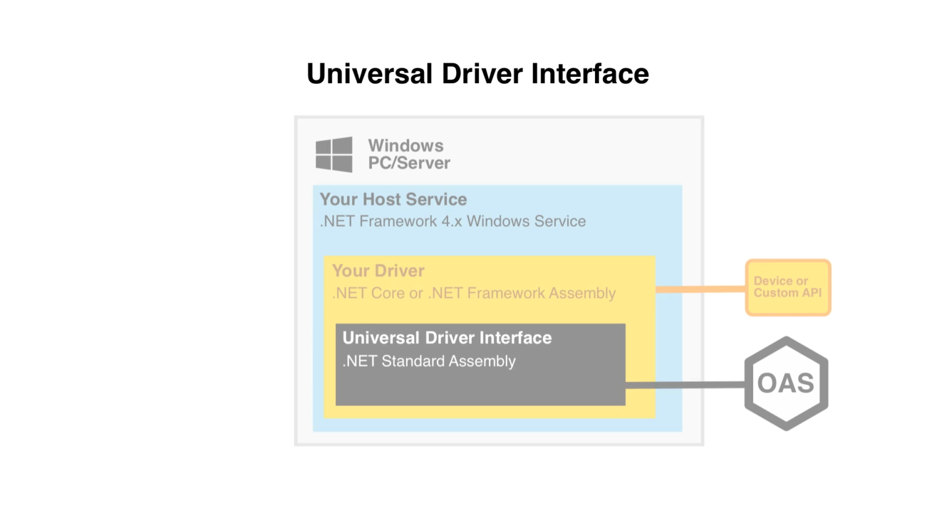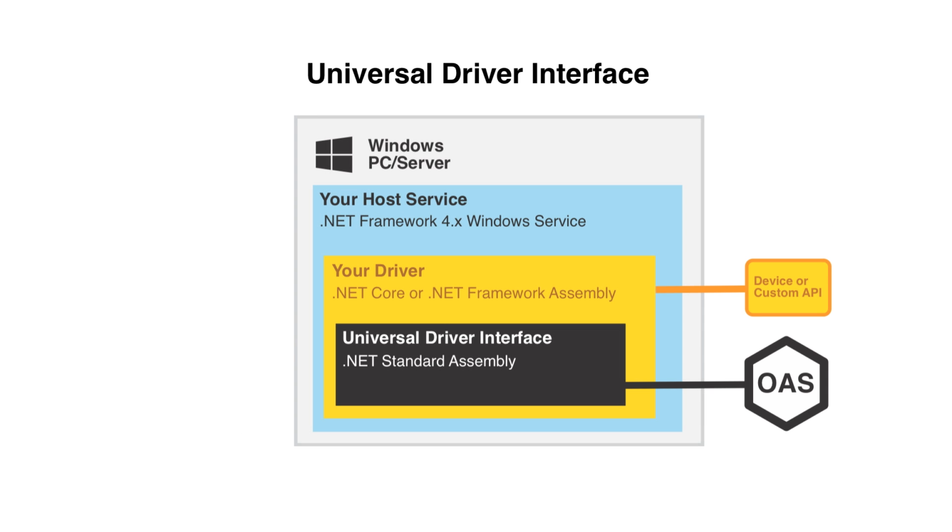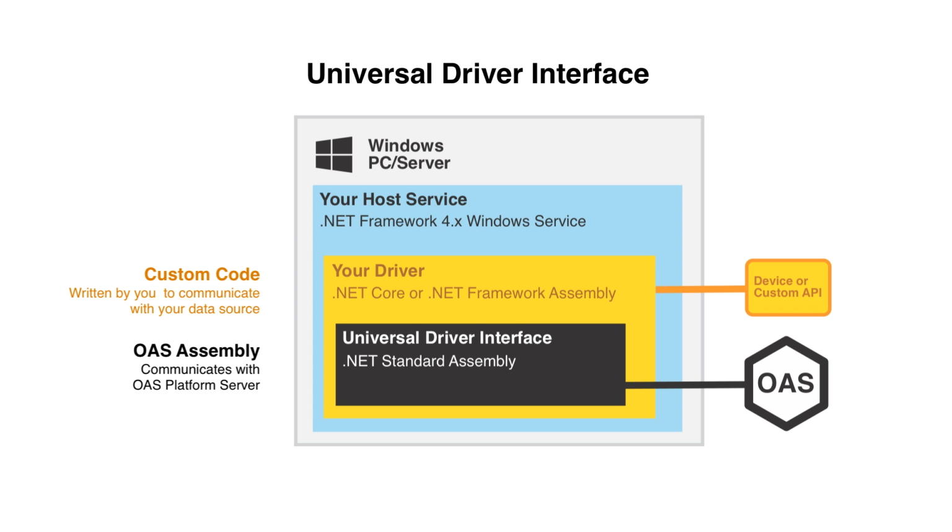So let's take a look at the architecture of each one of these interfaces. At its core, we have the Oas assembly, which does all of the communication with the Oas platform server. This is an assembly that you include in your project and you use to create your own driver. Then we have the custom code that you write for your driver, and this is what will communicate with your endpoint. You can make network calls, you can load data from local sources, file systems, or anything that you can write against. And then there's the host.